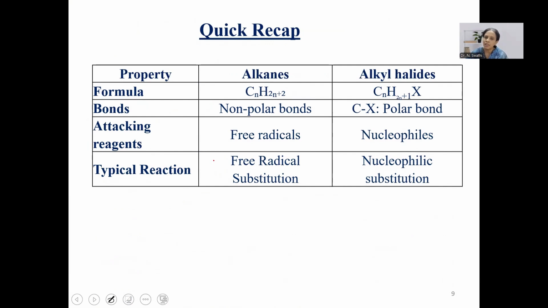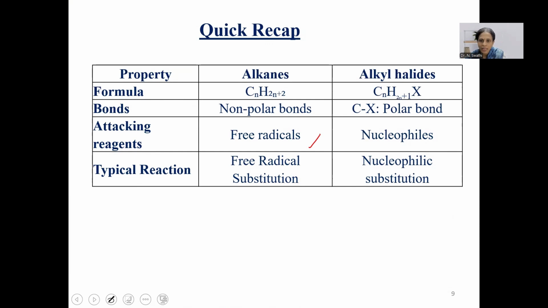So alkanes are the saturated hydrocarbons containing carbon-carbon and carbon-hydrogen single bonds, where the general formula is CnH2n+2. The bonds present in alkanes are non-polar covalent bonds, and they have the ability to generate free radicals whenever they are exposed to UV light or heat. Thus, the attacking groups on alkanes will be free radicals, and hence they will undergo free radical substitution reactions.